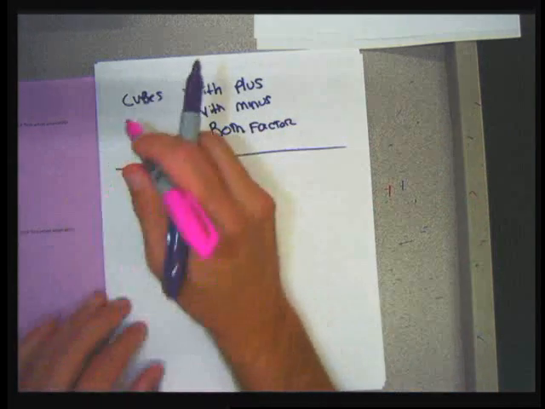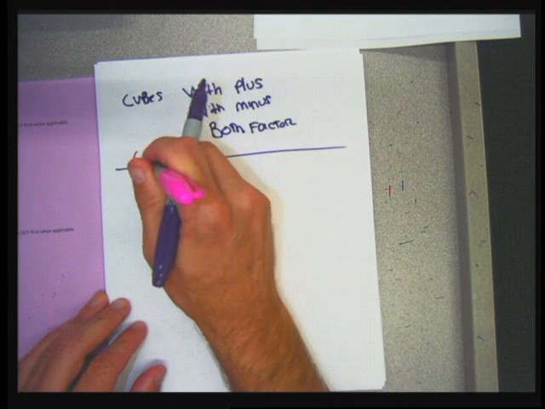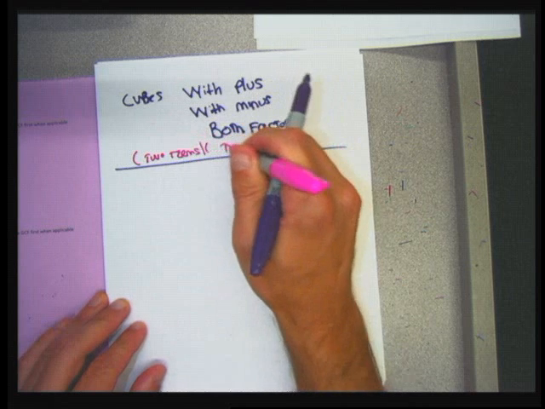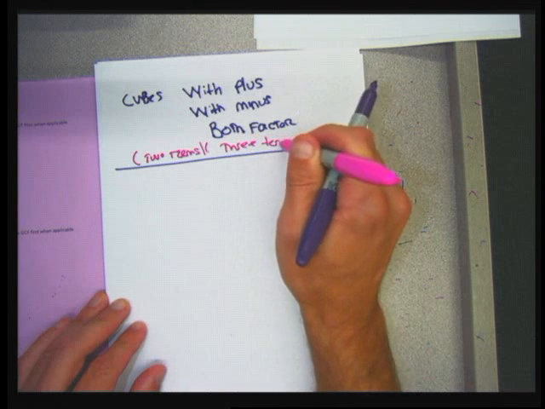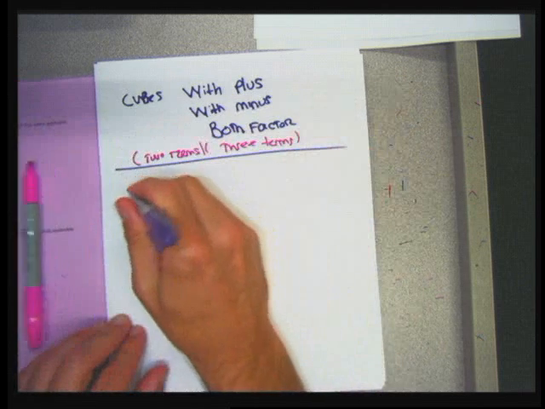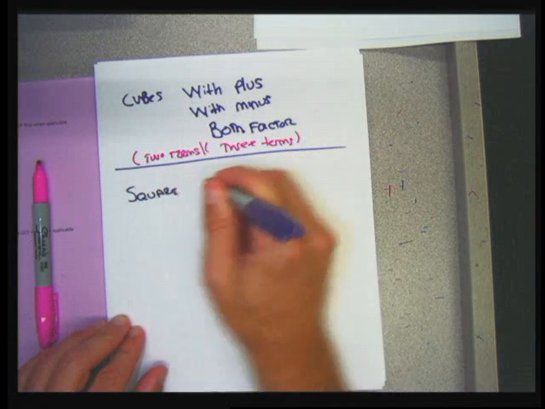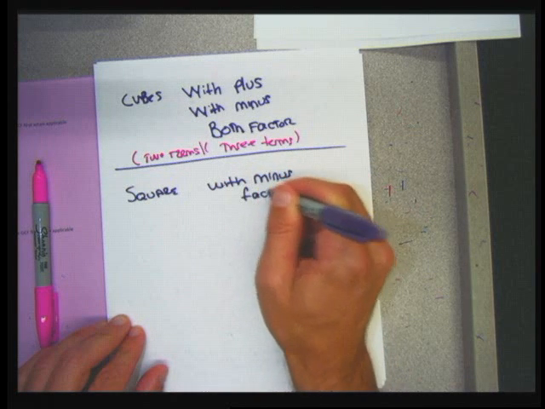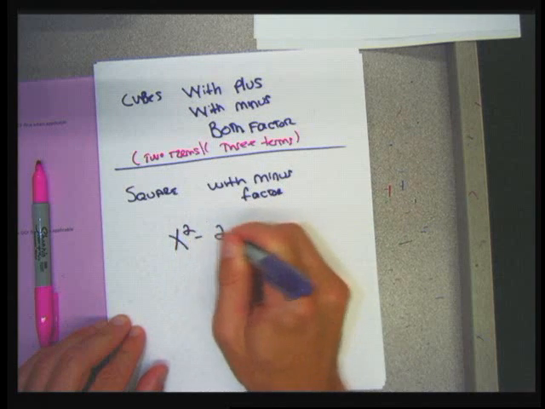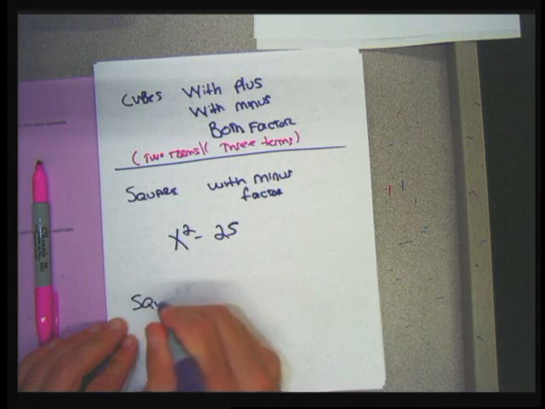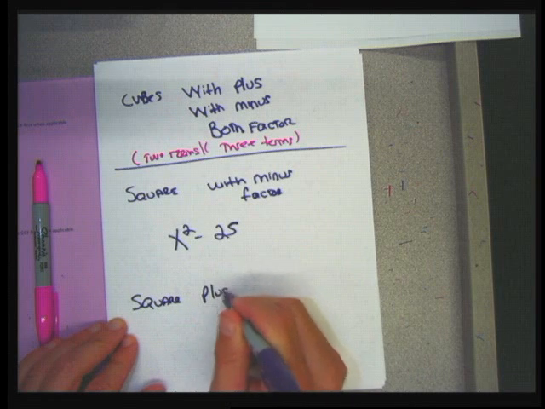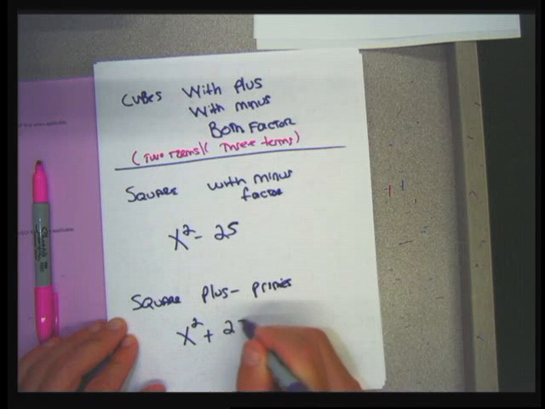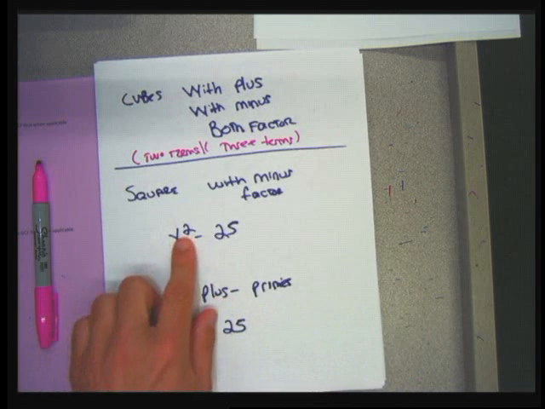And they factor, so the first parentheses has 2 terms, and the second parentheses has 3 terms. So they're complex factorings. But for square problems, squares with minus factor, like x squared minus 25, but squares with plus are primes. So a problem like x squared minus 25, it's a square problem because the exponent is even, a multiple of 2.